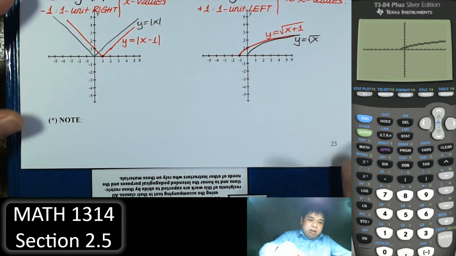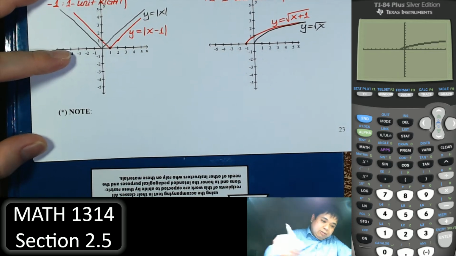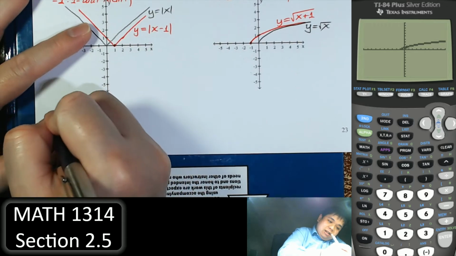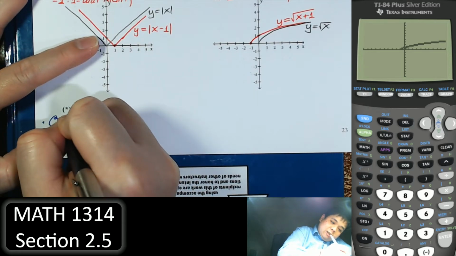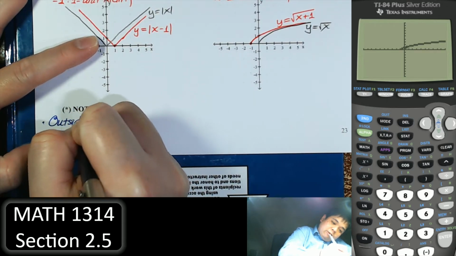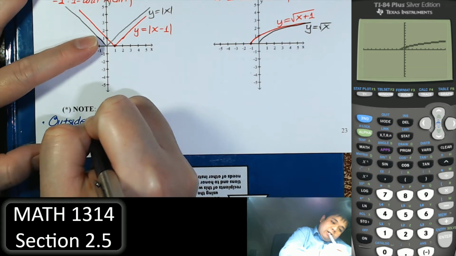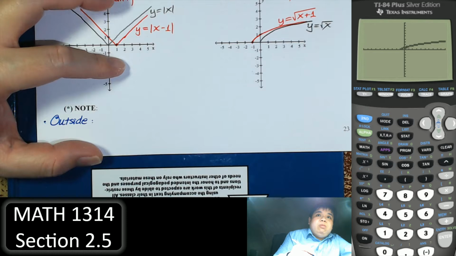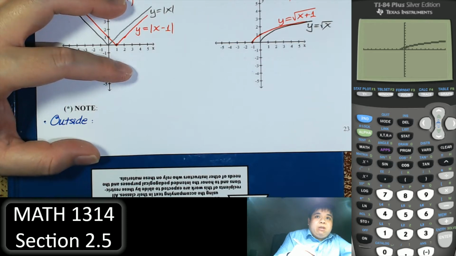But here, let's write out the note. If it is on the outside of the function, it will affect the graph vertically, or affect the y values.